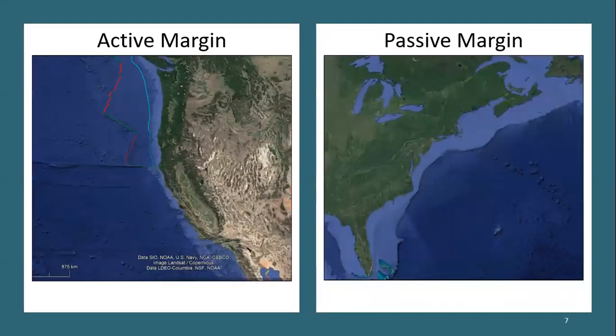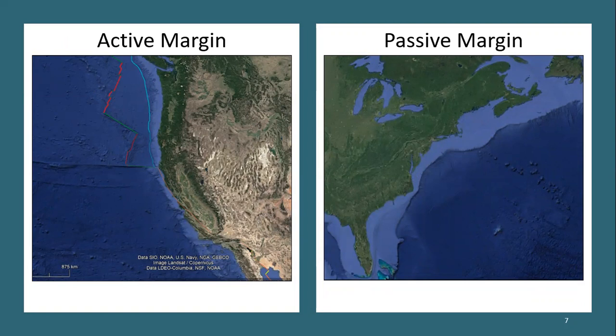Active margin versus passive margin. When we compare the differences between the continental shelves on the western and eastern sides of the United States, we can see that the continental shelf on the western side is smaller and thinner, while the continental shelf on the eastern side is larger or broader.